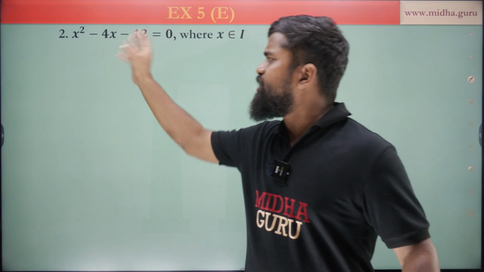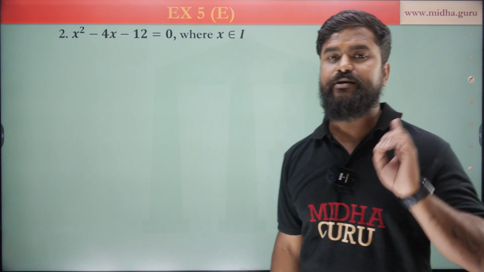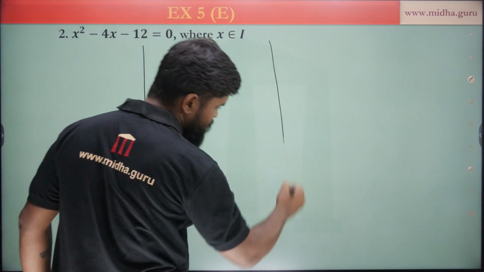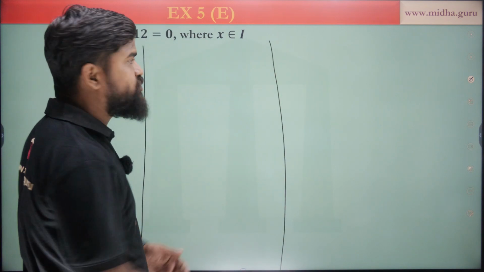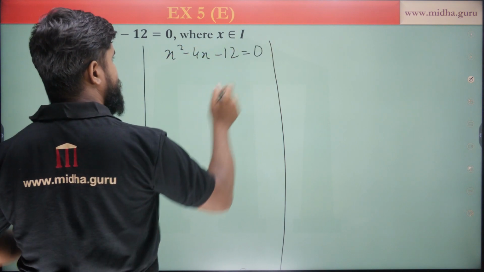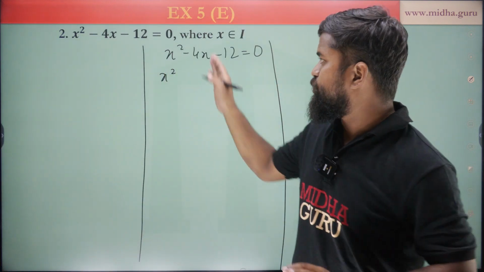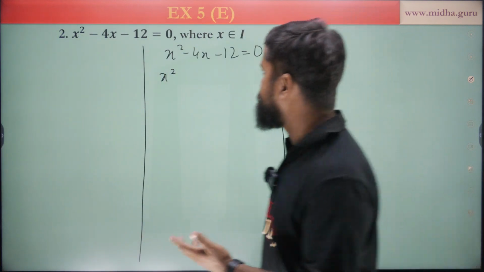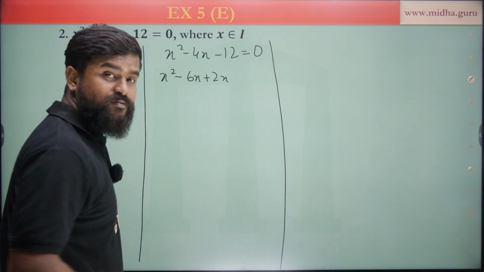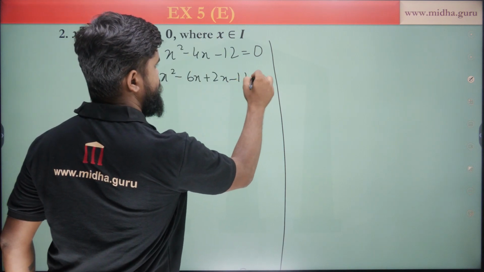It says x square minus 4x minus 12 is equal to 0, such that x is an element of I, which are integers. So first things first, we'll just solve the equation, because that has nothing to do with this condition. We'll find the solution, and then we'll check which of them are integers. So I have the middle term as minus 4, and the product of a and c as minus 12. So I'll split the middle term into minus 6x plus 2x, since minus 6 plus 2 gives us minus 4, and minus 6 into plus 2 gives us minus 12.